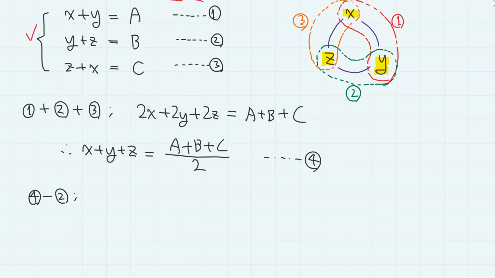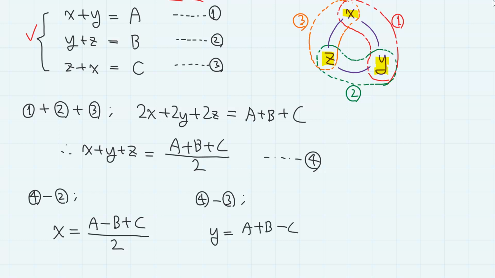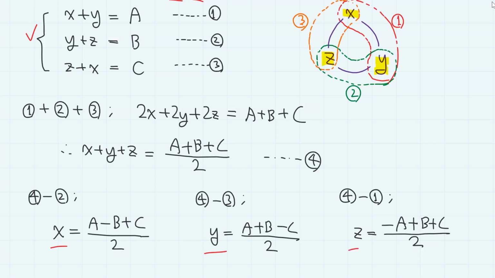Then, if we calculate equation 4 minus equation 2, we can straight up obtain x, which is given as (a minus b plus c) over 2. And from equation 4 minus equation 3, we can obtain y equals (a plus b minus c) over 2. And from equation 4 minus equation 1, we obtain z equals (minus a plus b plus c) over 2. So we have obtained x, y, and z.